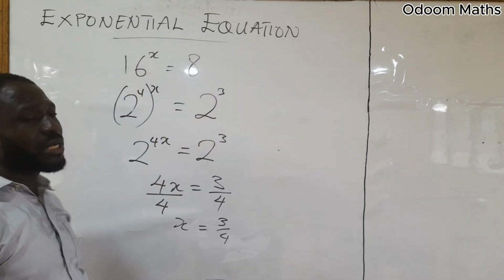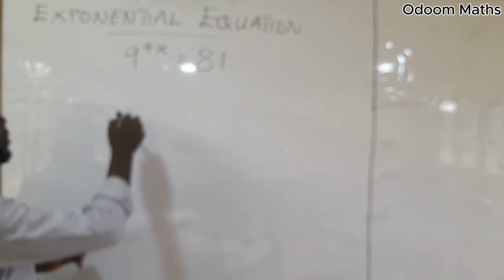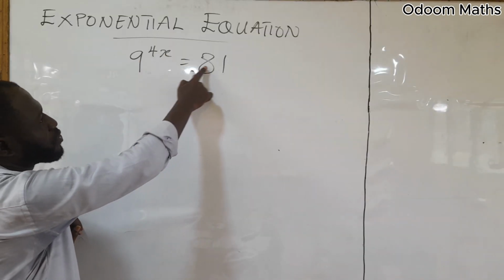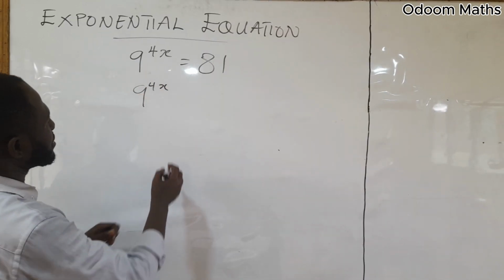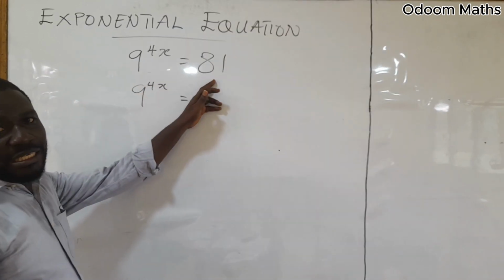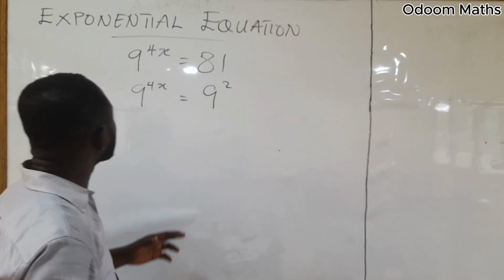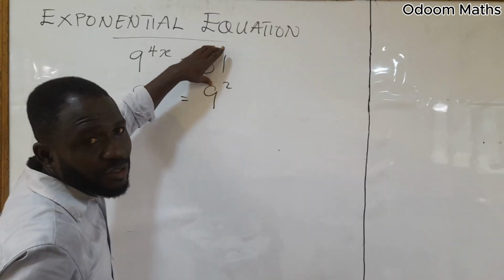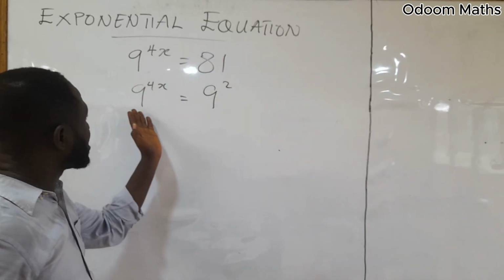Now let's look at one more example. We are given to find x if 9 to the power 4x is equal to 81. So this is 9 to the power 4x, and we can rewrite 81 as 9 to the power 2. Or somebody can also say, why don't I change this to 3 to the power 2, and this is 3 to the power 4, and you get the same answer. But with this, let's use the 9.